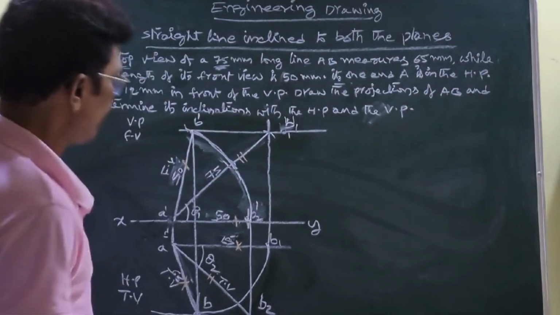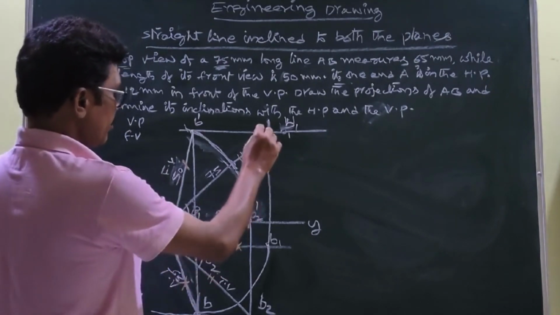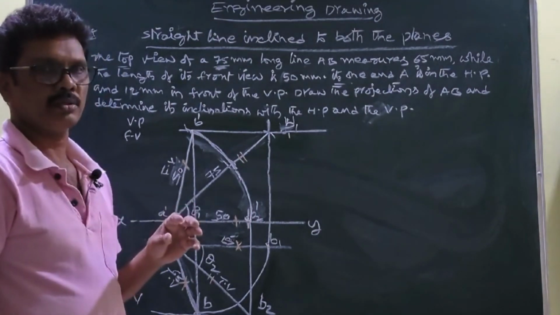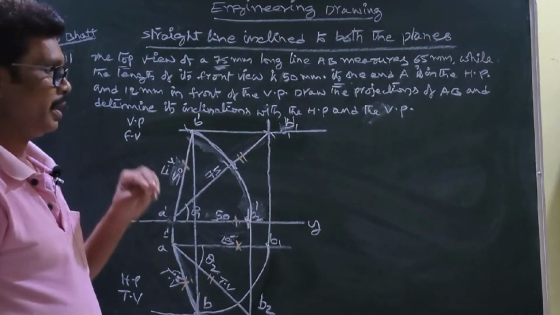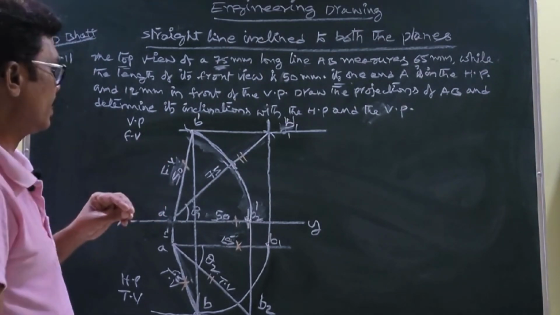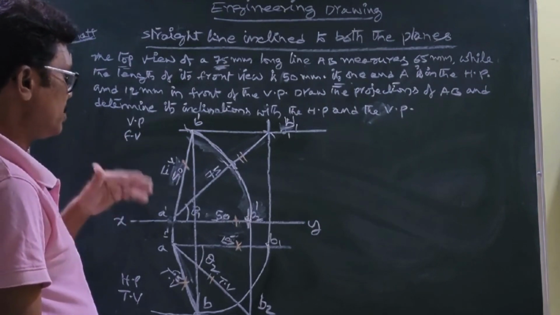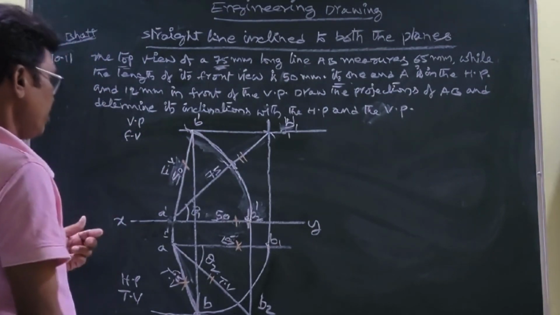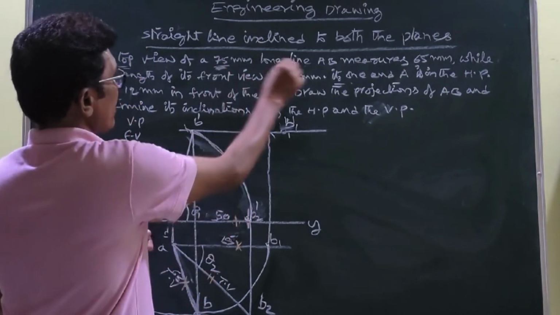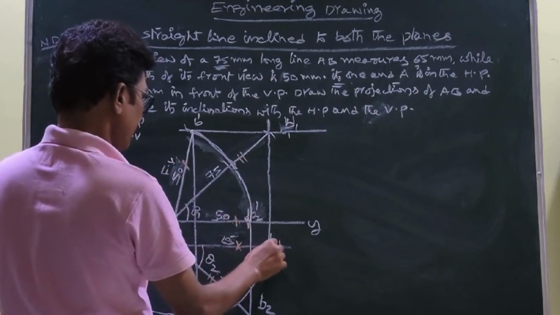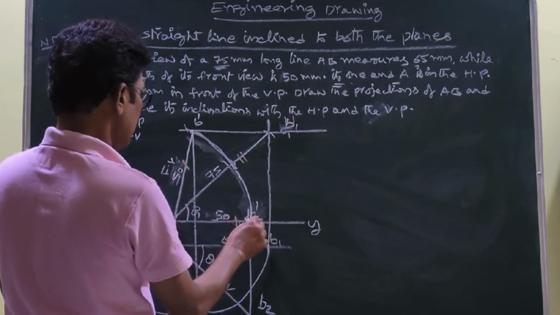From this figure, you can understand one thing. Please try to understand. When the line is inclined to both the planes, in that condition we don't get the true length of that line either in VP or HP. So first we draw where it gets true length, in HP or VP, and start with that. In this problem, 75 long is the top view, AB1 is 65, the known length. The front view is also a known length.